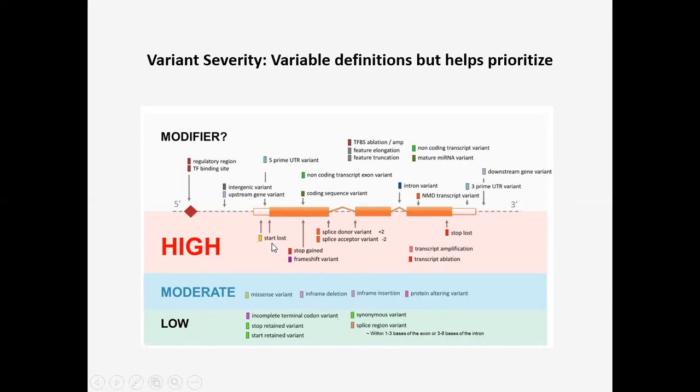If the variants are present in the start loss site, stop gain, frame shift, splice donor variant, splice acceptor variant, stop lost, transcription amplification or ablation, they will have the high impact and they will be the cause for your pathogenicity or the disease. They could be the modifier, because if any regulatory region or the transcription binding sites have the alteration, they could be modifiers. But depending on the analysis, you can suggest that, okay, these are the culprit variants for the disease. So this will help us in the prioritization of the variants.